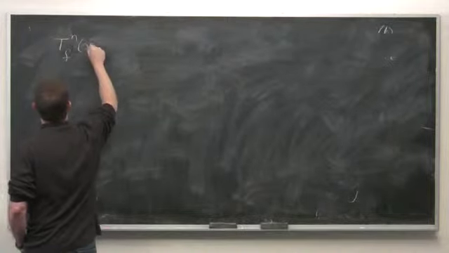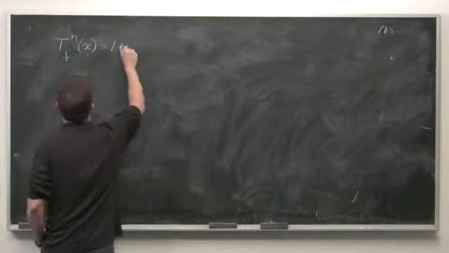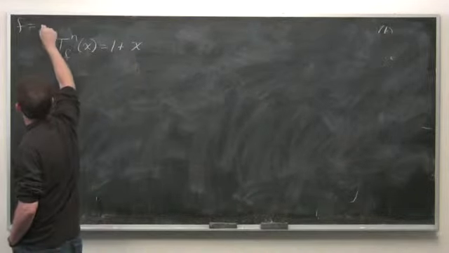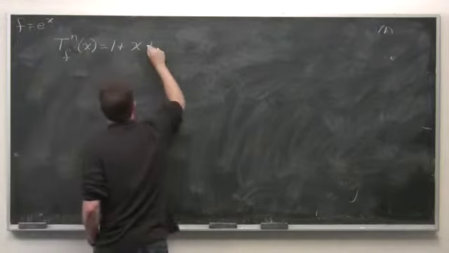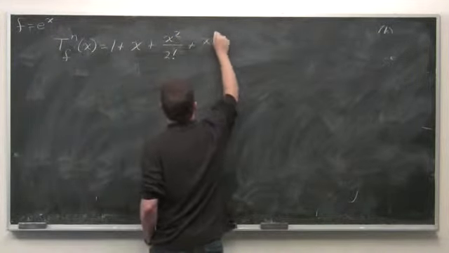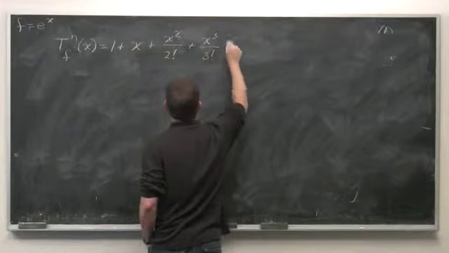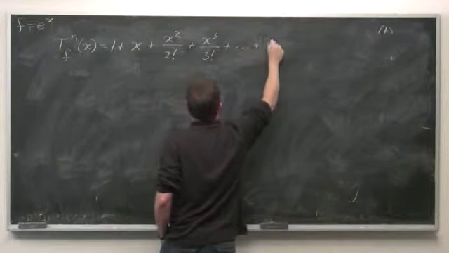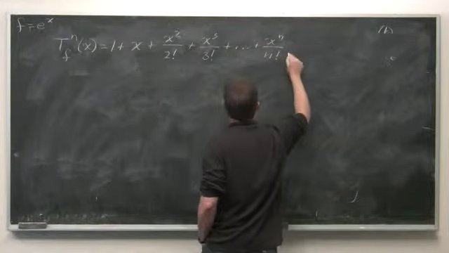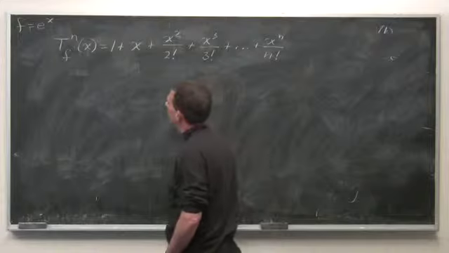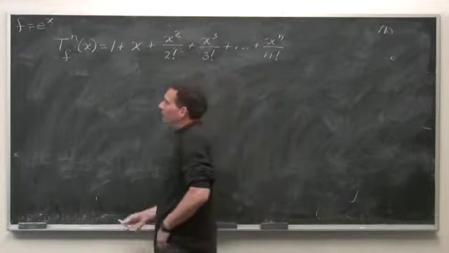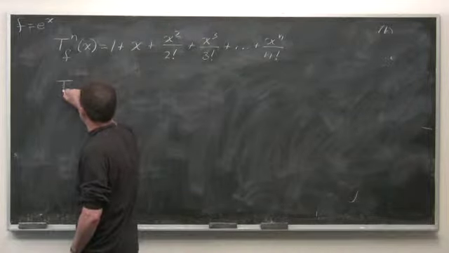Because we just had that T_n f at x, when f is e to the x, is this, and the n means you stop when the exponent reaches n. But if you take a bigger n, you just go out some more. And so it's convenient just to write it as a formal expression.